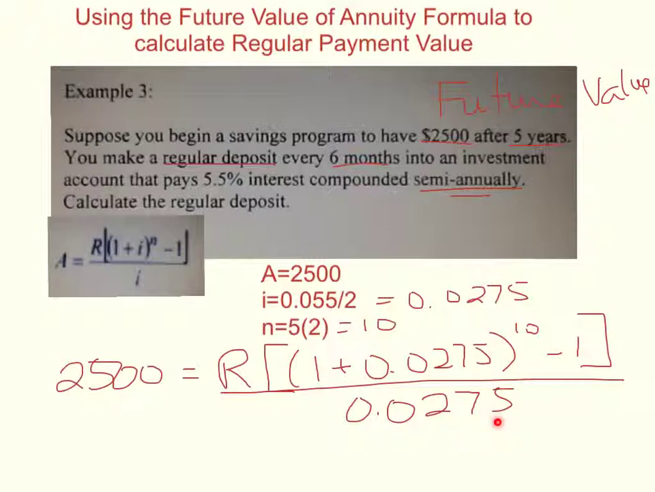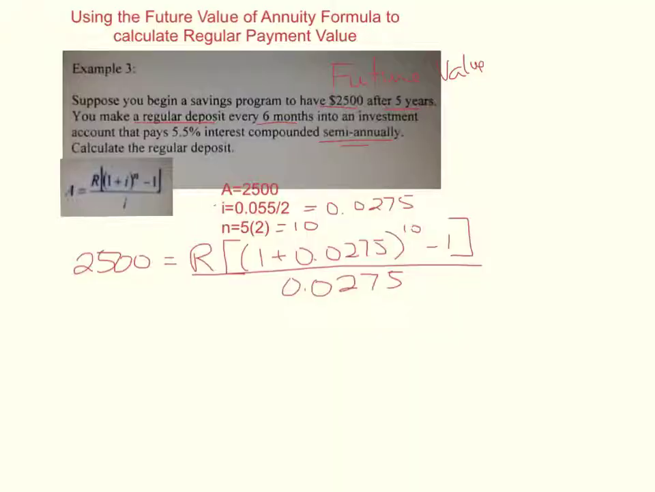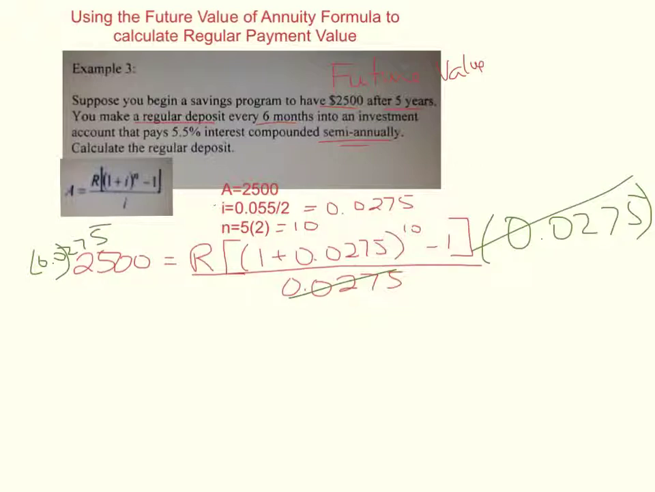So I'm going to undo that by multiplying by the I value, the divisor. Multiplying by 0.0275 on one side will cancel the divisor, and multiplying by 0.0275 on the other side. So what is the result when I multiply 2,500 by 0.0275? I get a value of 68.75, and I don't want to round here. And that's equal to R times everything in that bracket.